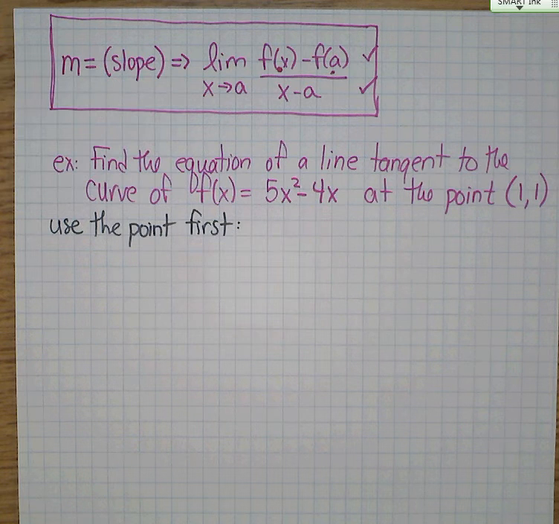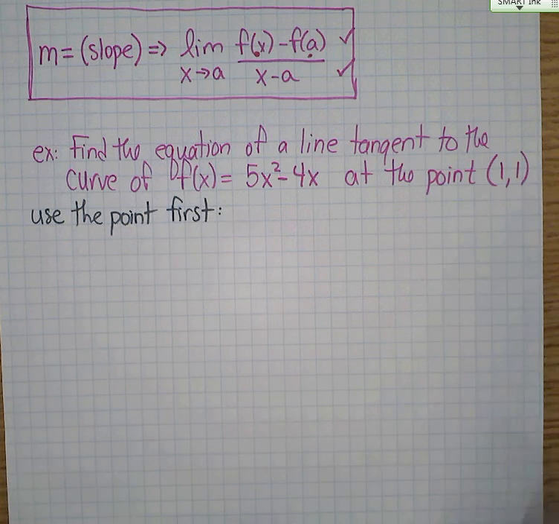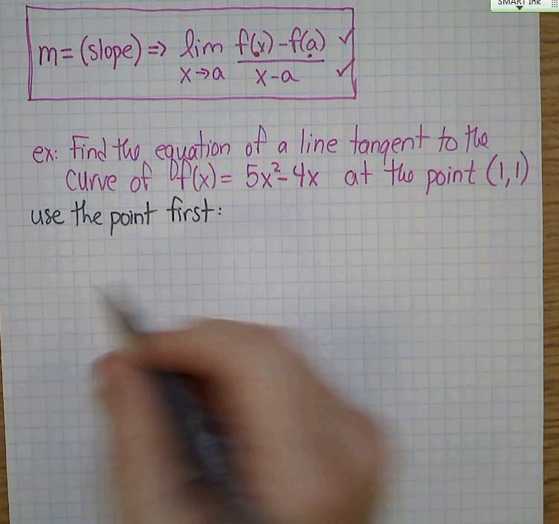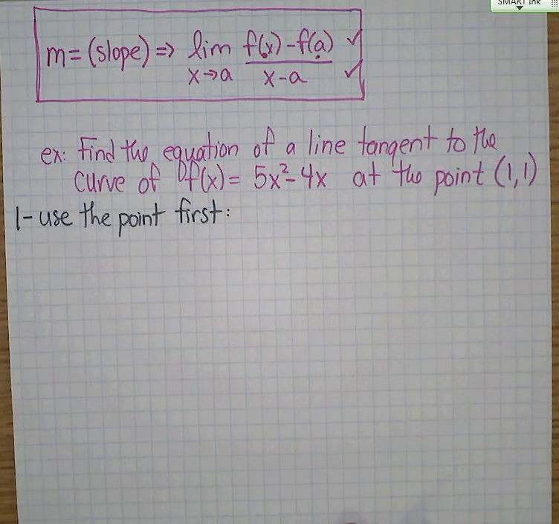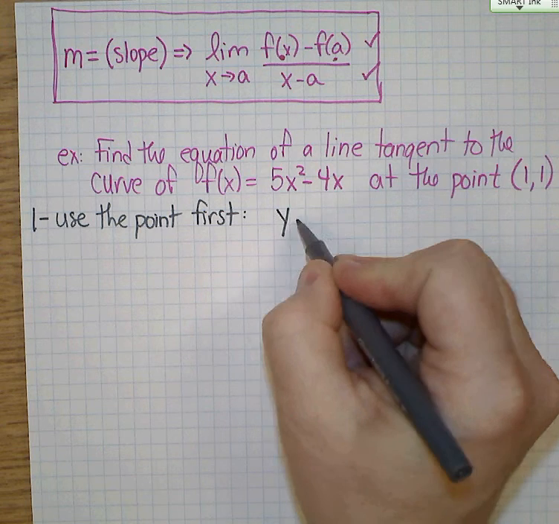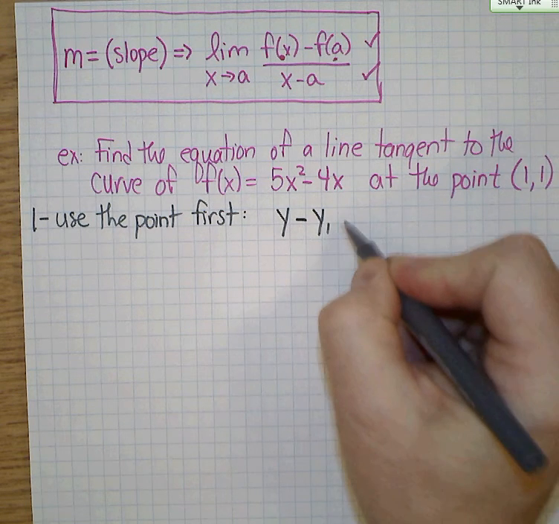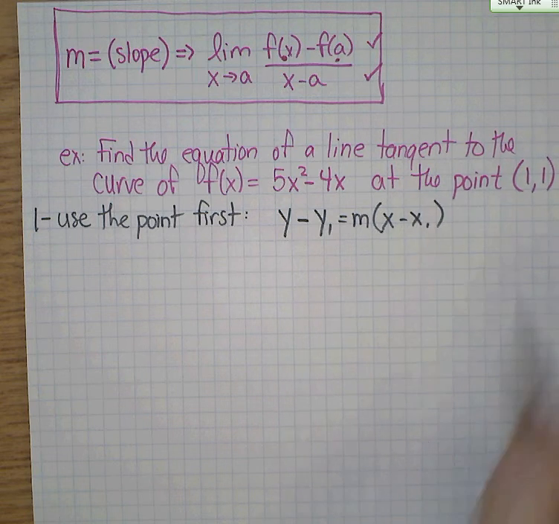So here we go. If I'm looking for the equation of a line, what I want you guys to do is start with something that you can write down. So I said, the first thing we want to do is let's use the point. So if I'm going to use the point, that means I have y minus, I'll write the equation down. So this is your equation of a line.